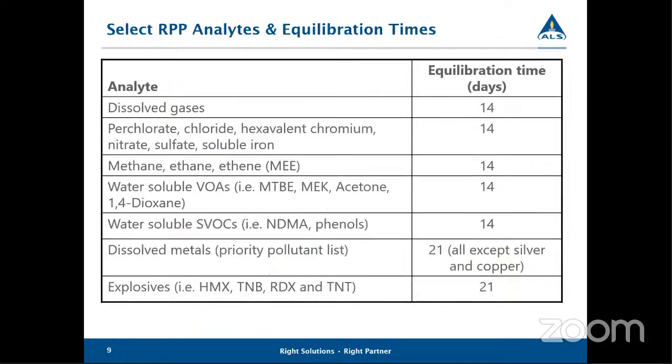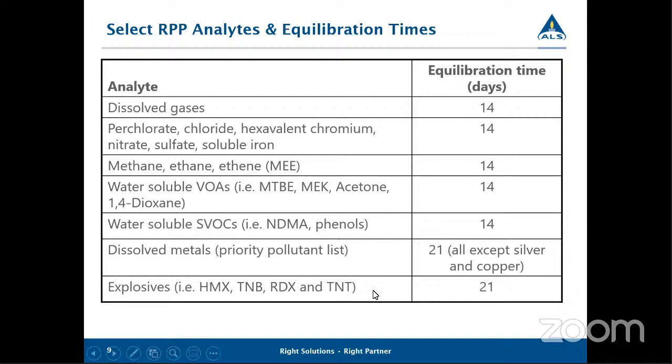This looks at some of the analytes that the RPP is able to sample for. So we're looking at dissolved gases. That's your methane, ethane, ethylene, perchlorate, chloride, hexavalent chromium, nitrate, sulfate, your soluble iron. 14-day equilibrium time is pretty standard. Your water-soluble volatiles. So, like I said, there's certain volatile organic compounds that we don't tend to get as good of recovery on with the passive diffusion bags. For those applications, we do recommend using an RPP instead.